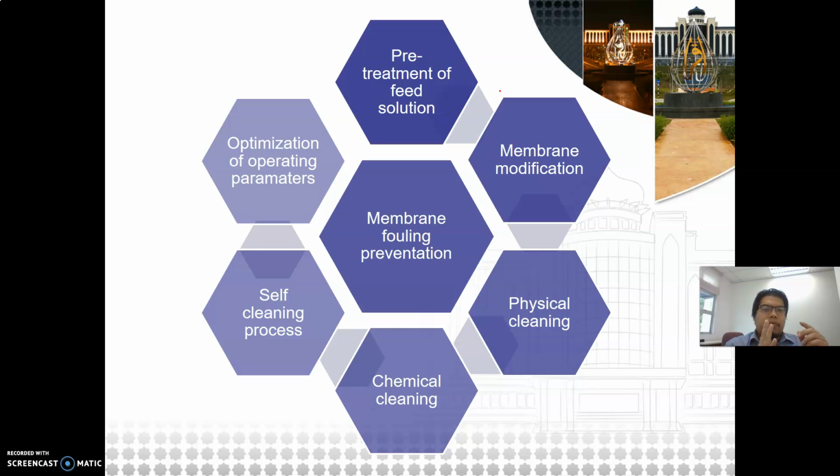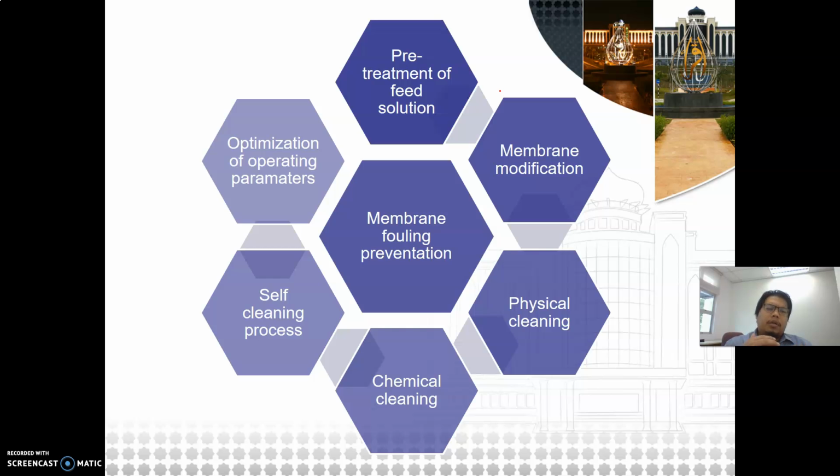And then what we can do is membrane modification. So maybe we can introduce a certain type of morphology, or we can apply a certain type of coating on our membrane, so it will improve the properties of the membrane. We can do physical cleaning, chemical cleaning, or a self-cleaning process, and also observe the operating parameters that we use in our workflow.